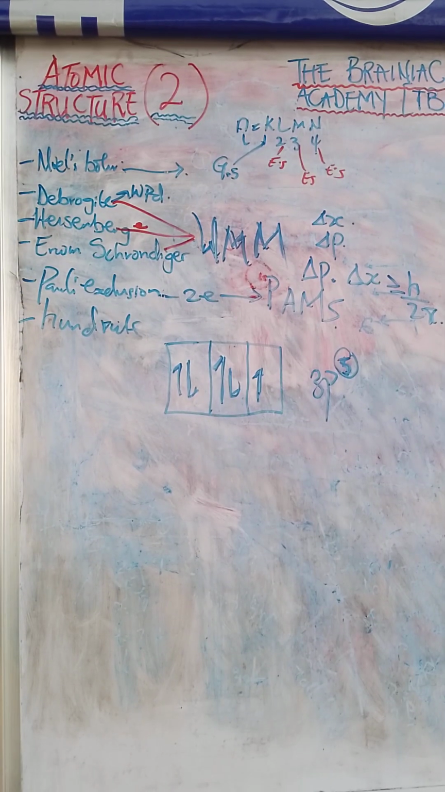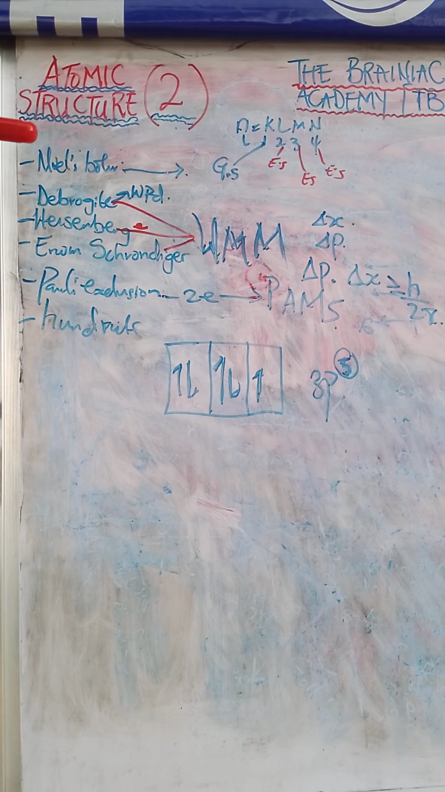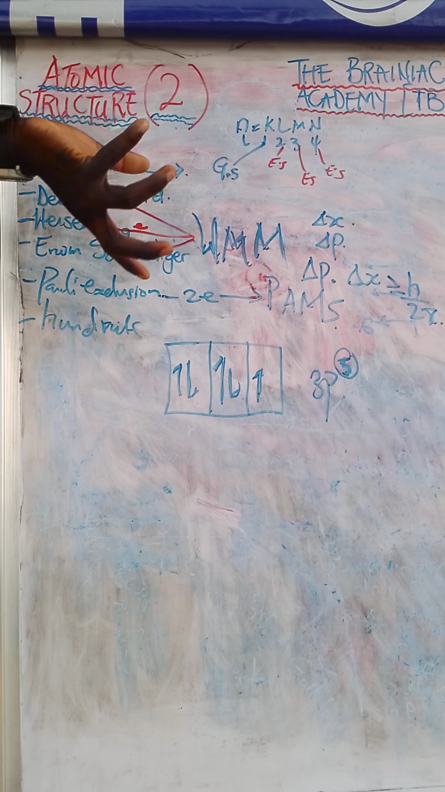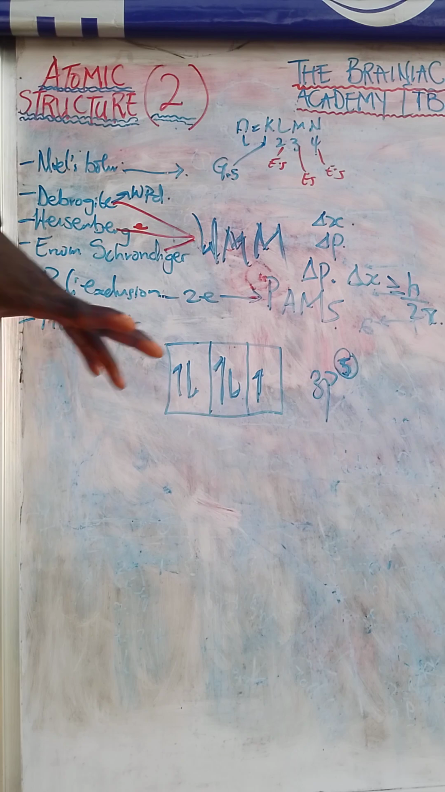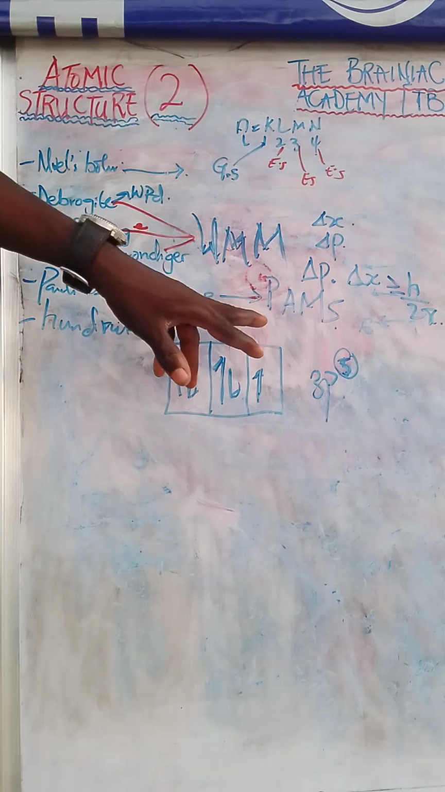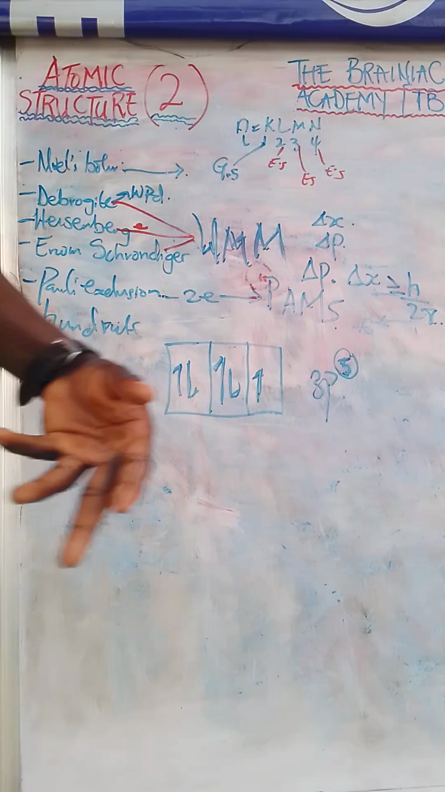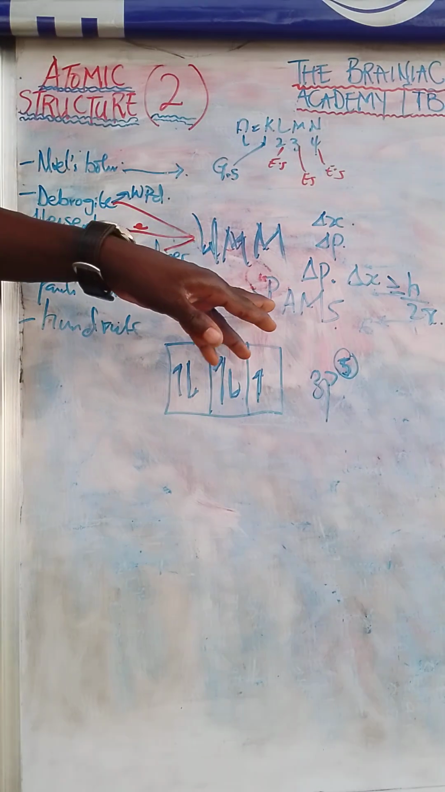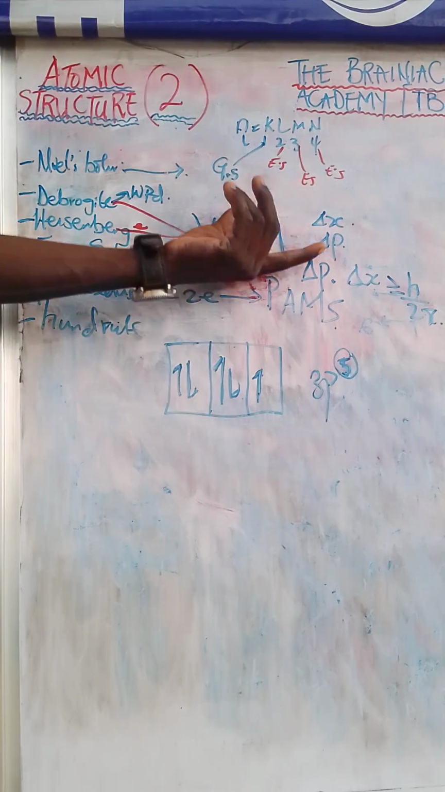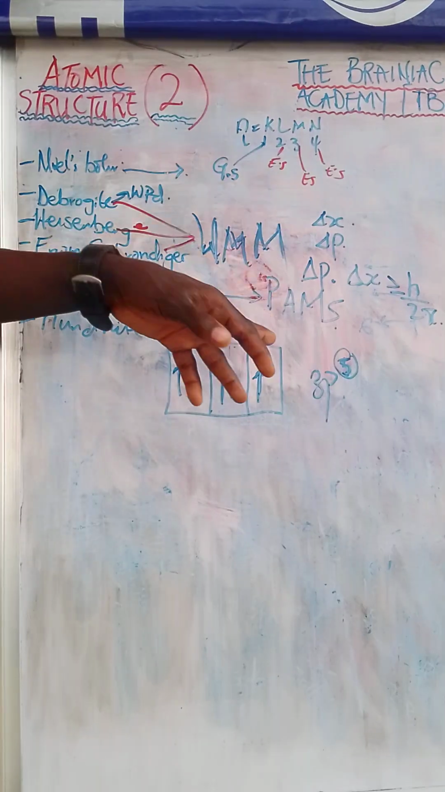But before we come to an end, let's discuss the modern idea of our atomic structure. And before we go there, there are some calculations under this wave mechanical model, where you will be determining the values of your principal, azimuthal, magnetic, and spin quantum numbers.